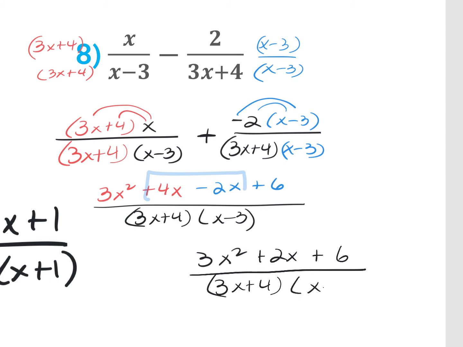Now, you should try to factor. Is it prime in this case? Yeah, you can't factor that numerator because once you try to do grouping, 3 times 6 is 18. And the factors of 18 would be 1 and 18, 2 and 9, and 3 and 6. So none of those would give me a 2. So this is your simplified answer.